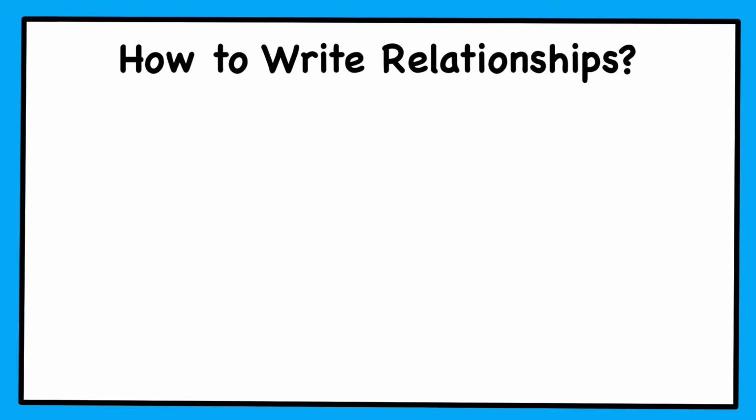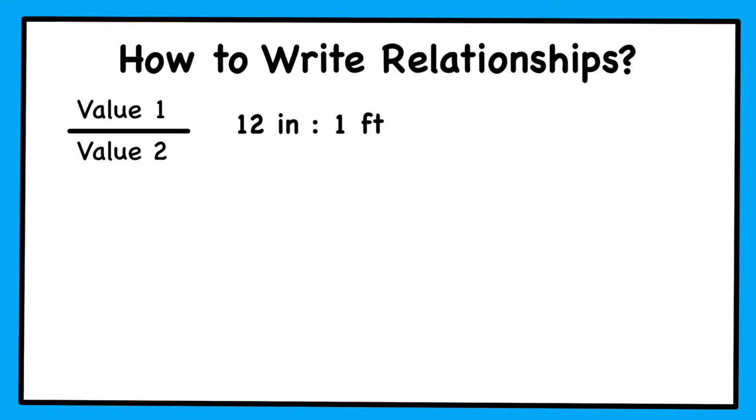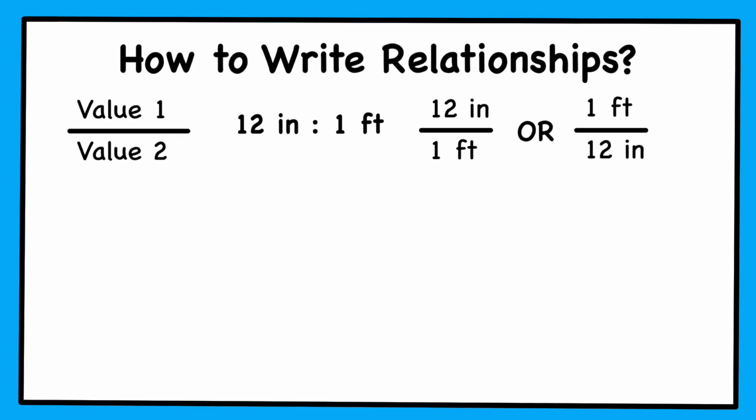Well, let's start off by drawing a horizontal line. Our relationship will have a value on the top and underneath that line. So if our ratio is 12 inches in 1 foot, in chemistry we can write it either as 12 inches over 1 foot or 1 foot over 12 inches.